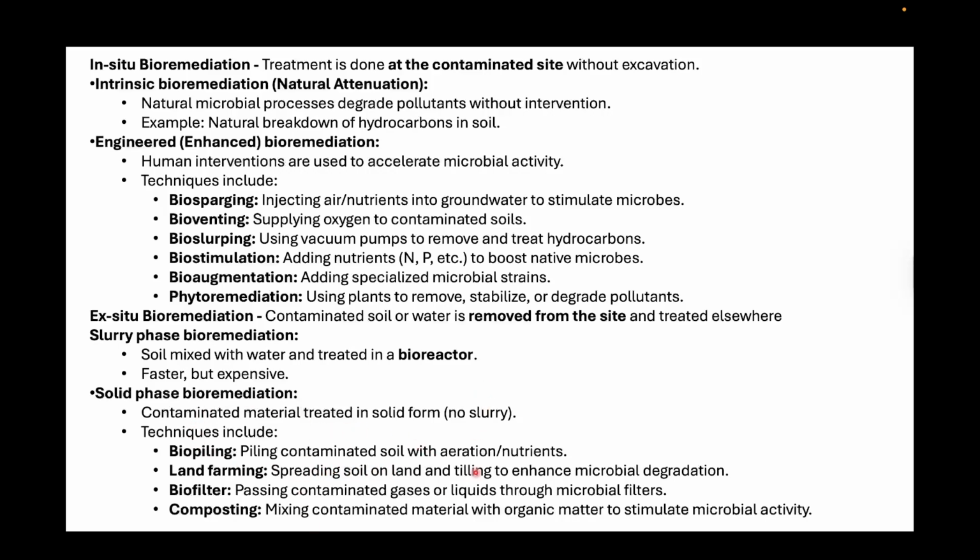Biopiling: piling contaminated soil with aeration and nutrients. Land farming: spreading soil on land and tilling to enhance microbial degradation. Biofilter: passing contaminated gases or liquids through microbial filters. And composting: mixing contaminated material with organic matter and earthworms to stimulate microbial activity. So these are all the classifications of types of bioremediation. And the correct answer to this question was biostimulation, in which plastic degrading bacteria already present on the site are stimulated by addition of nutrients like nitrogen rich waste.